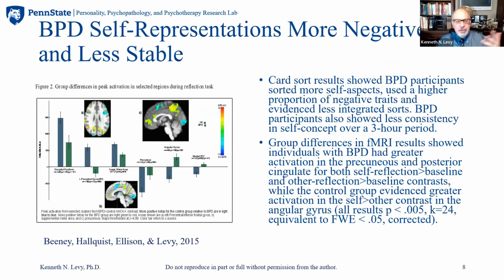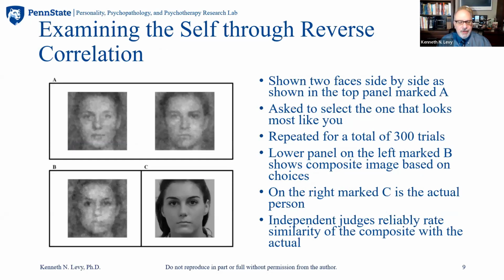We've also found that borderline patients have less stable self-representations and more negative self-representations. We found this both in behavioral Q-sort data, but also corresponding to brain imaging and brain regions associated with those areas. And we also found that borderline patients have less of an ability to actually evoke a representation of themselves.